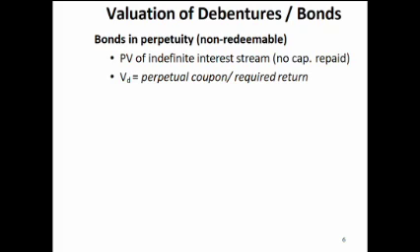And again, we are going to use the cash flows and required return of the investor because we are valuing it from the investor's perspective, not the company's perspective. So our perpetual coupon payments and required return will be before tax.